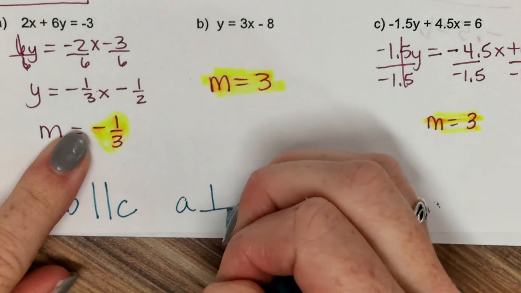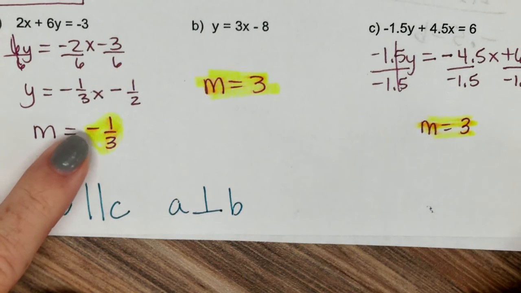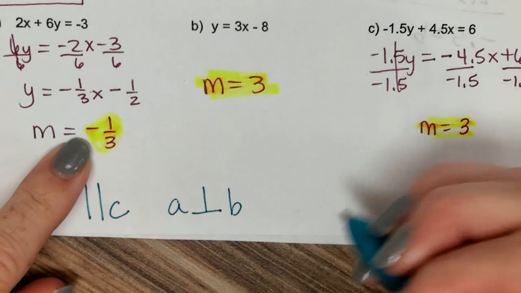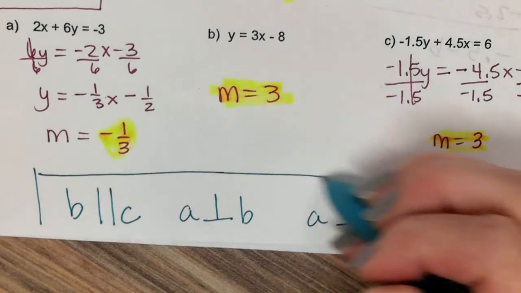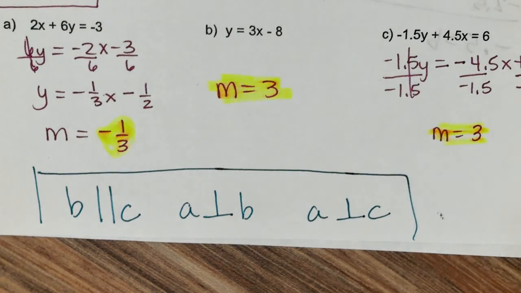A is perpendicular to B. What else? And C. So I would say A is also perpendicular to C. I have 3 answers on that.